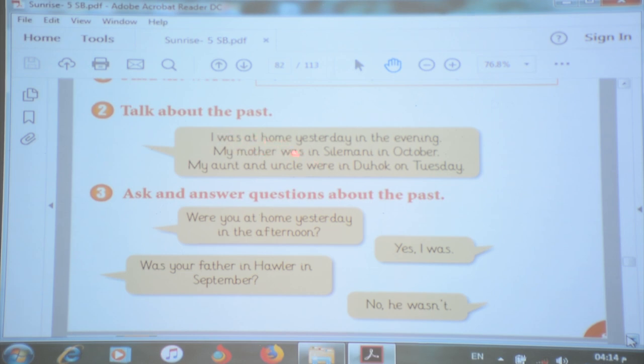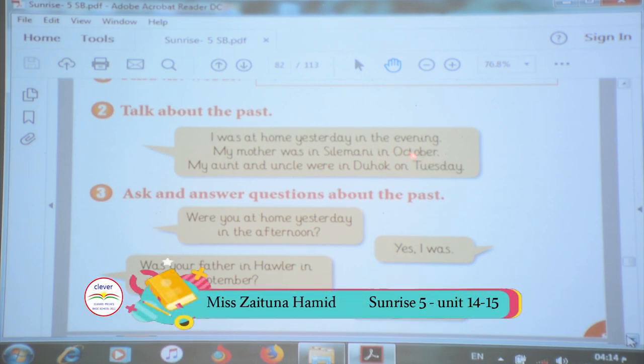My mother was in Slemani in October. Here we have the name of a month. October is one of the months of the year. You should use in October. My aunt and uncle. They are my aunt and uncle.